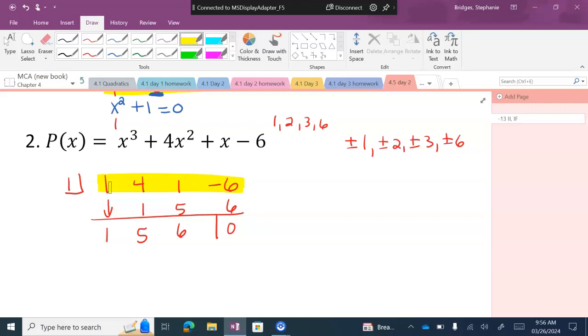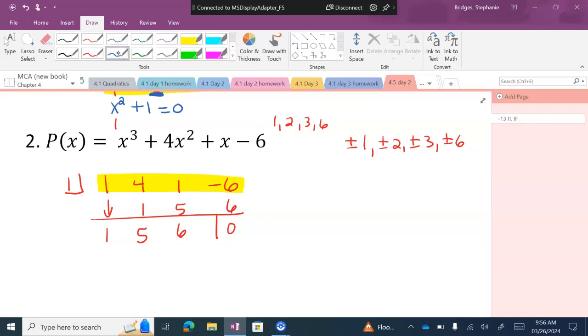And that's the only shortcut I can give you is trying out 1. If those coefficients add up to be 0, then 1 will be a solution, and you won't have to go any further. If they don't add up to be 0, then there's no need to even try 1. Is everybody good so far? Only for 1.